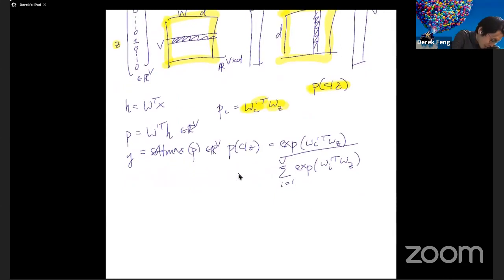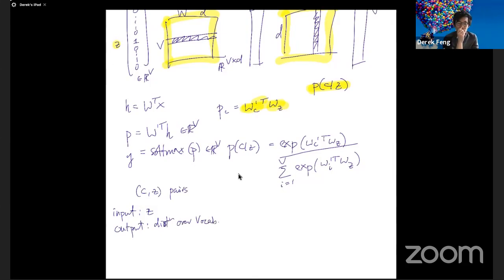One way to think about this is I have an input. I'm going to stick with the CZ pairs. You can think of the input as basically Z, and the output is going to be a distribution over my vocab.